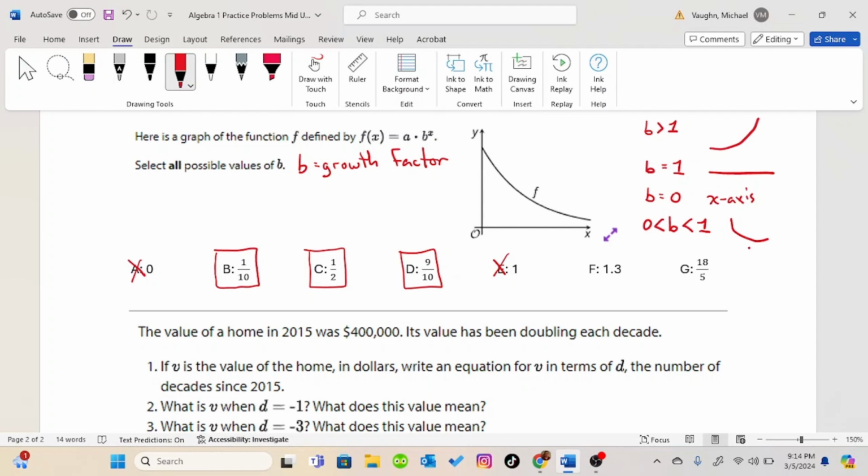F is 1.3. If you were multiplying by 1.3, your numbers would keep getting larger, and we would see exponential growth instead of exponential decay, which is what we have. So it can't be F. And G is a function, but that function is 8 over 5, which is the same thing as 3 and 3/5. That's clearly greater than 1, so G cannot be a correct answer.